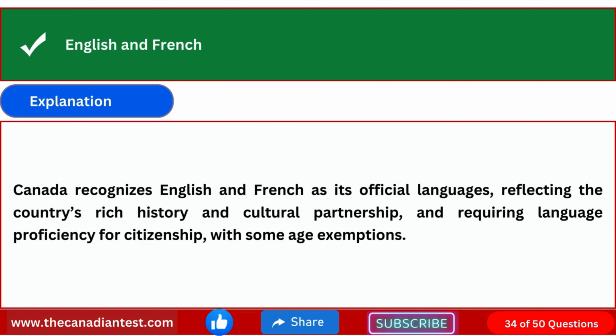The correct answer is English and French. Explanation: Canada recognizes English and French as its official languages, reflecting the country's rich history and cultural partnership, and requiring language proficiency for citizenship, with some age exemptions.